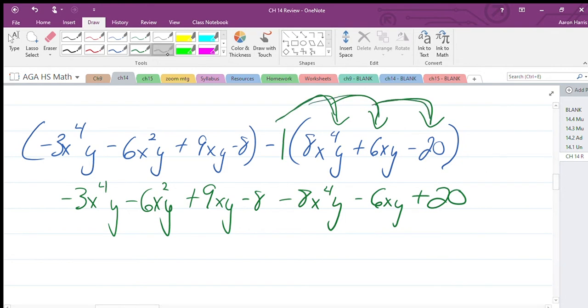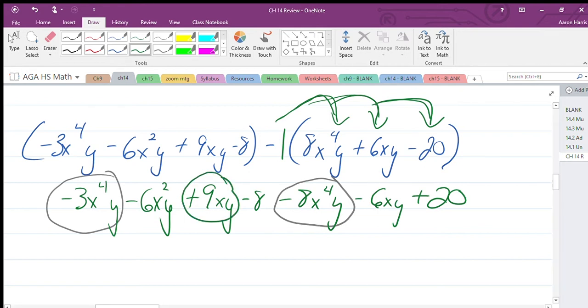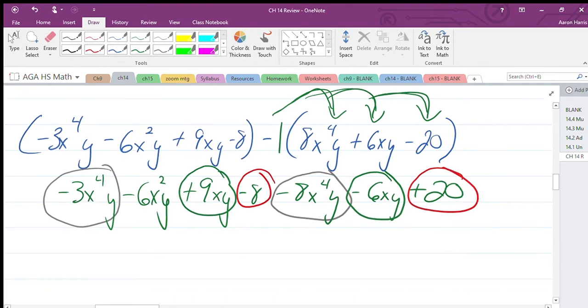Now I've got to combine like terms. Is there an x to the fourth y? Yes. Circle the sign with it, okay? Is there an x squared y? No. Is there an xy? Yes. So I circle the sign with it. Are there constants? Yes. So I have 3 different things that I need to combine. I write the highest power first. Well, 4 and 1 is 5. So those are the highest powers.